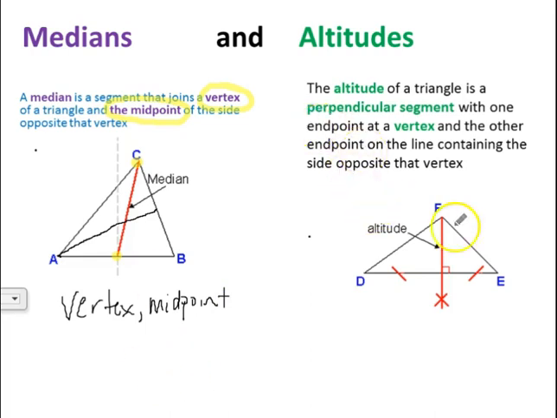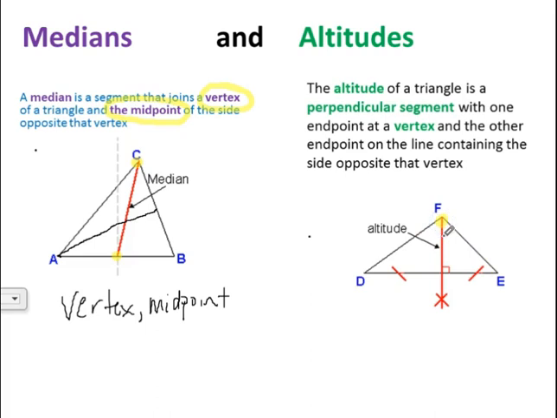Now an altitude looks similar, right? It looks similar to a median. It starts at a vertex just like a median did. But what's different about it? Does it intersect at the midpoint? No, because it doesn't divide that opposite side into two equal parts.